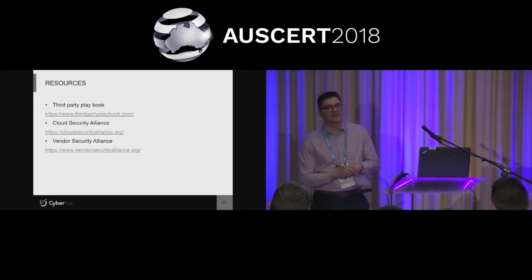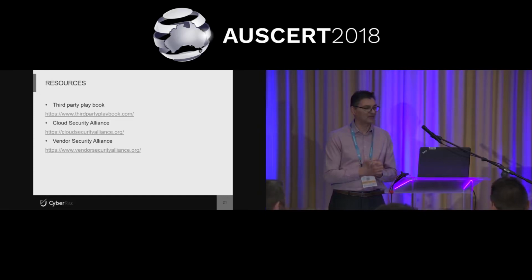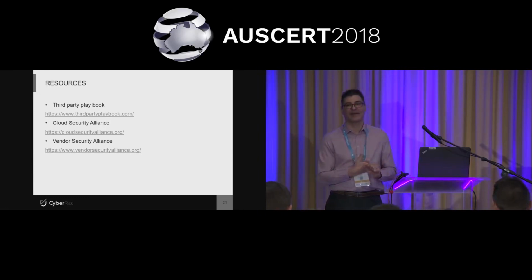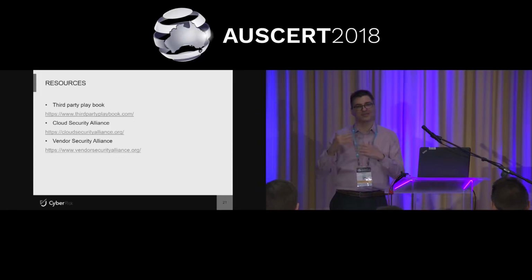Some resources that you can find on the internet. A particularly good one that I only found last week is called the Third Party Playbook. This is from a US company that actually did a study at a lot of large organizations in the US about how they handle third-party risk management. So it's quite a good comprehensive guide to the various steps in the processes and the types of controls that you should have.